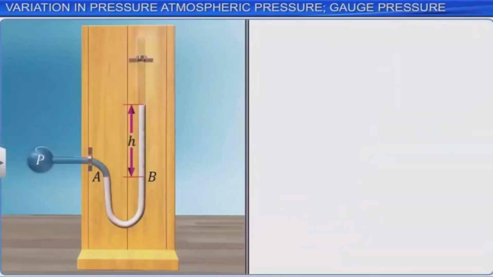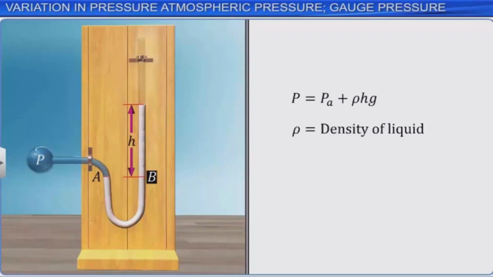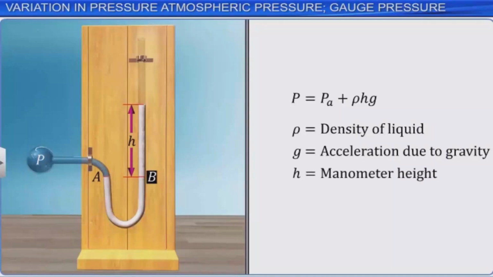The pressure P at point A is equal to pressure at point B, which is P equals PA plus rho Hg, where rho is the density of the liquid, g is the acceleration due to gravity, and H is the manometer height, which is the difference in the height of the liquid in both the limbs of the manometer.